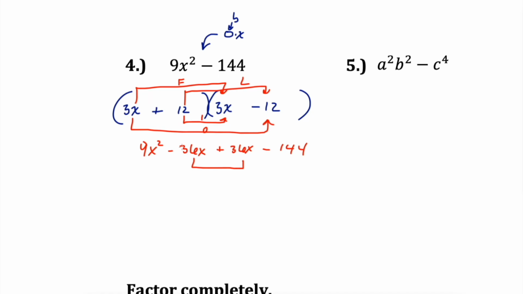And then let's add these like terms together. Do you see? This is 0. Negative 36x plus 36x, that's 0. So we get 9x squared minus 144. Okay? So this was correct. Very good.